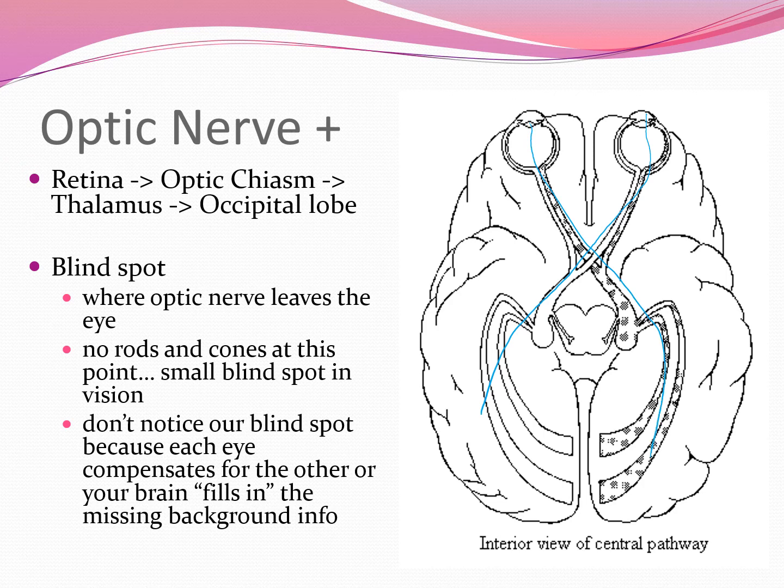to be processed. So, like I mentioned earlier, you actually have a blind spot. Where your optic nerve leaves the eye, there are no rods, no cones at this point. So you actually have a blind spot in your vision. You don't notice your blind spot because each eye compensates for the other, or your brain just kind of fills in the missing information. So you'll see this in the textbook.